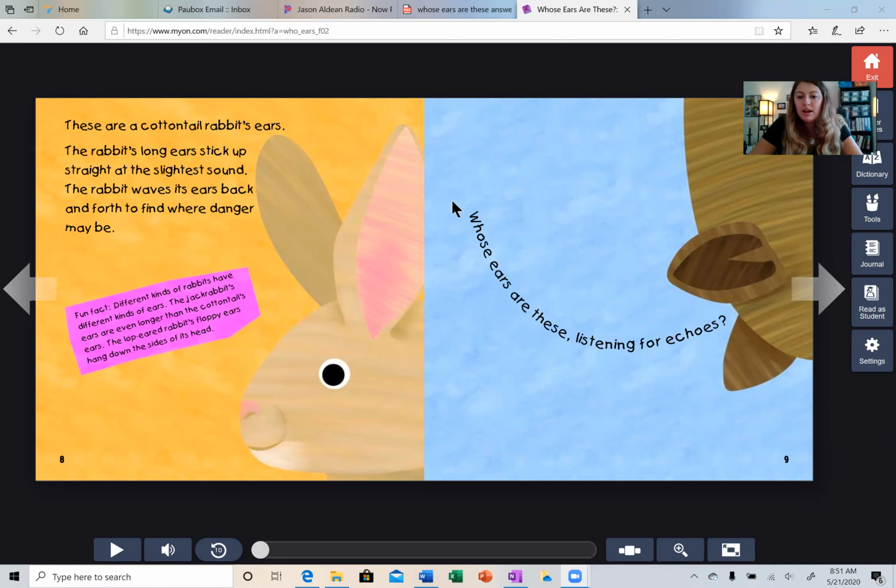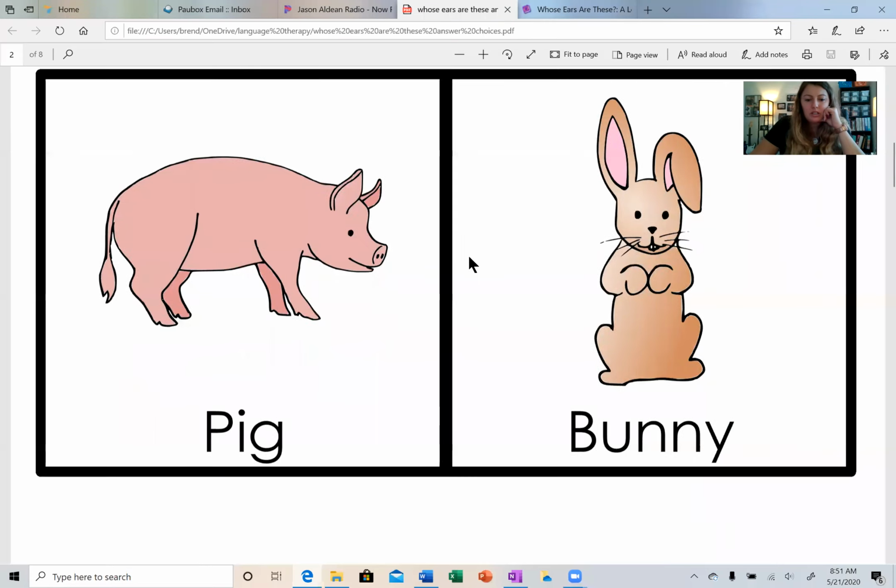Okay, moving on. Do you see this animal right here? I don't know what this is. Whose ears are these listening for echoes? Okay, so take a look at these ears and then I'll give you your choices. What do you think these ears belong to? They're short, they're brown. What do they belong to? Let's see.